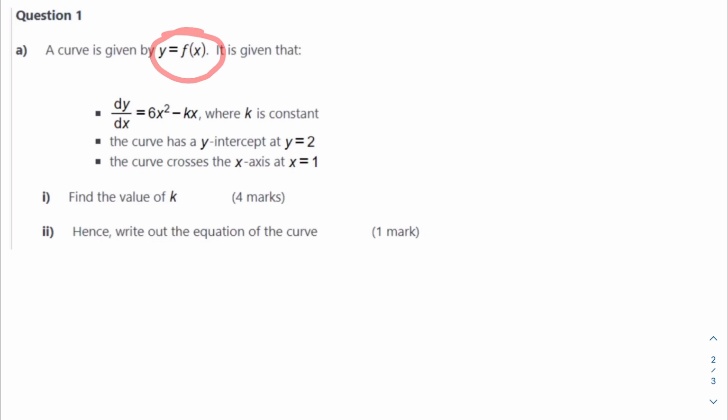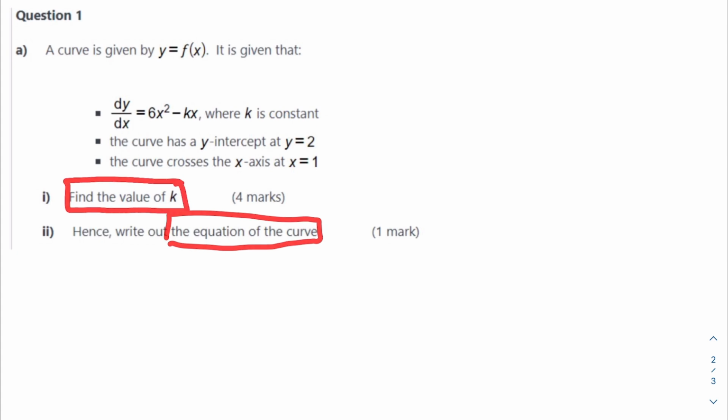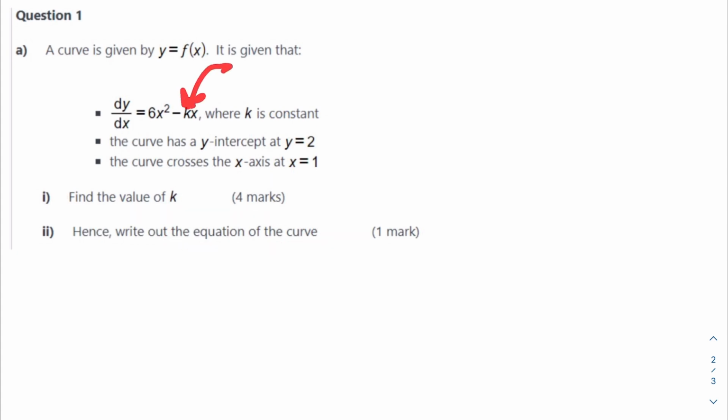Here we have some function of x given as a differential equation. So we're given dy by dx, and we're asked to find the equation of the curve and to find the value of k. Now, it's probably not possible to find the value of k without first finding y. So y would be the integral of this. So if you like, you can write it the long way. You can say dy by dx equals 6x squared minus kx.